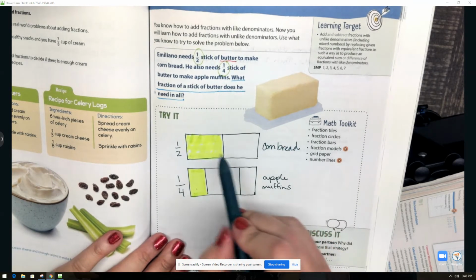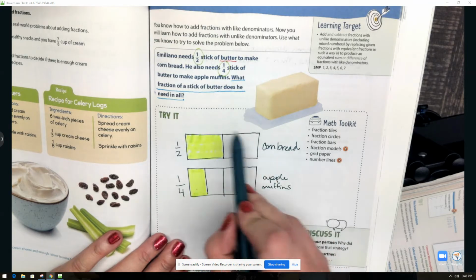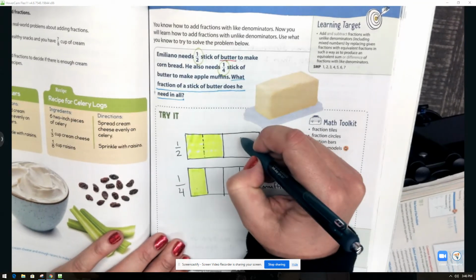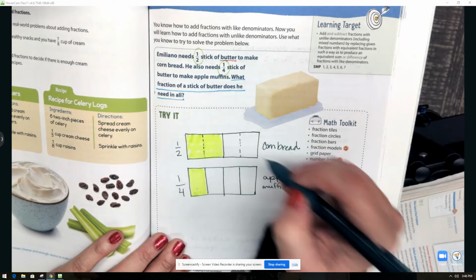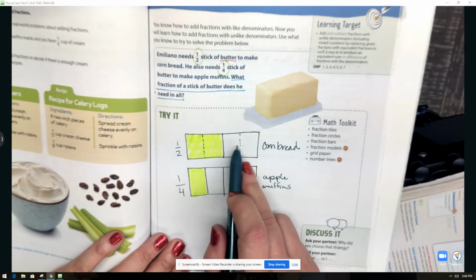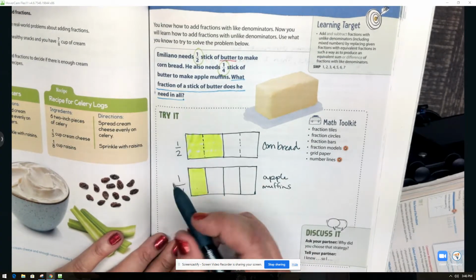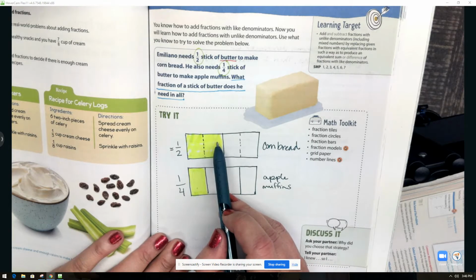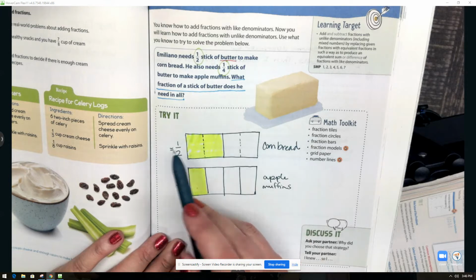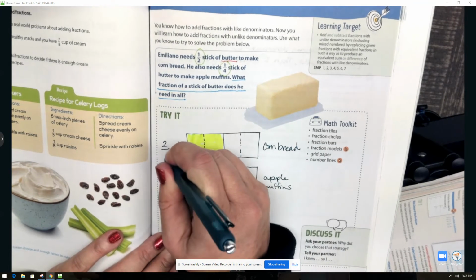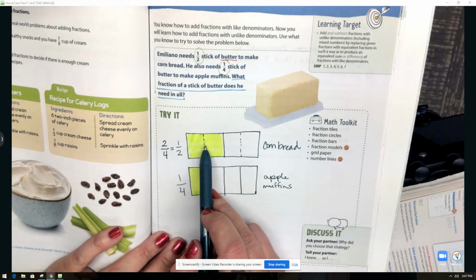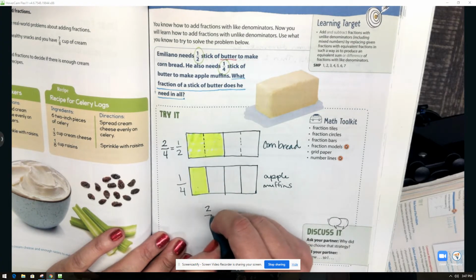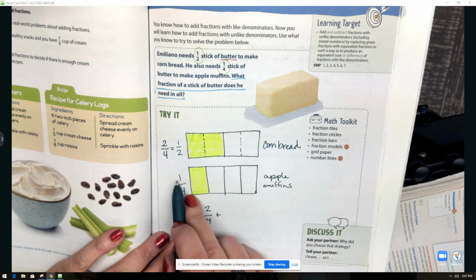So I recognize that I could take this stick of butter and break it up into fourths. And then it would match what I have here. So I can see that 1/2 is the same as how many fourths? Well, I shaded in 2, and I have 4 all together, so it's the same as 2/4.